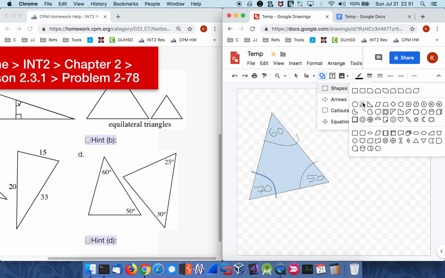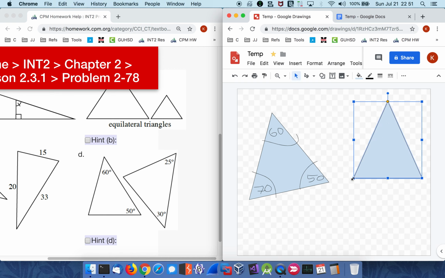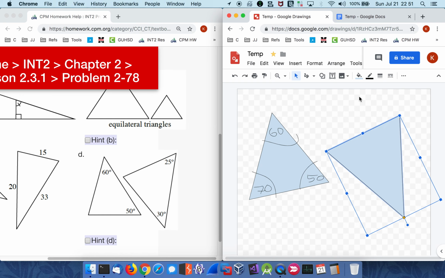Triangle, I said. Triangle. Okay, that's not a triangle. What is it doing? Triangle. There we go. And then I'm gonna rotate it a little bit, like maybe like that. And then maybe I'll scale it up just a little bit so it's easier to see here. Now, what are they telling me? They're saying this one is 25. They're saying this one is 30.